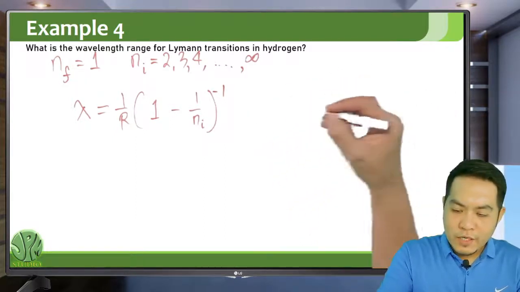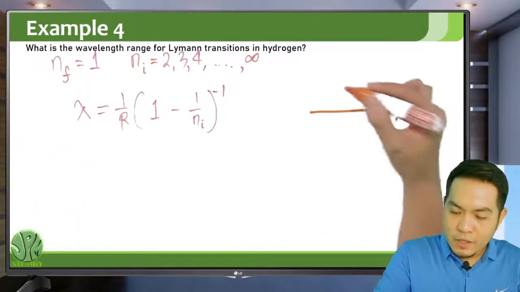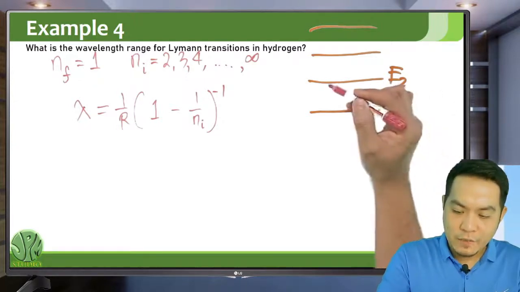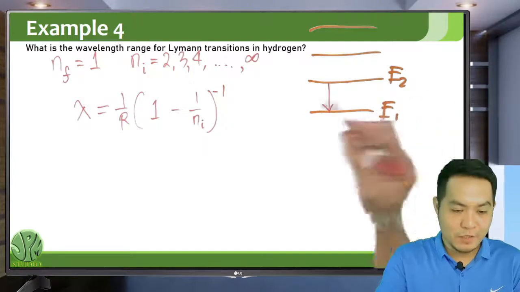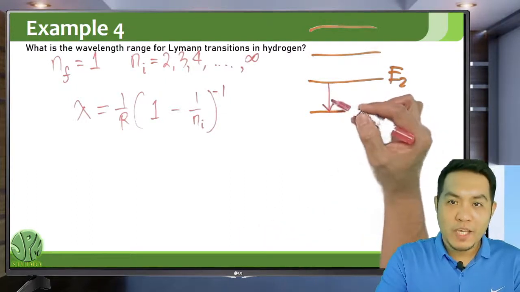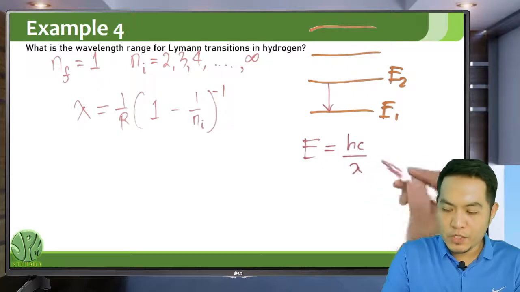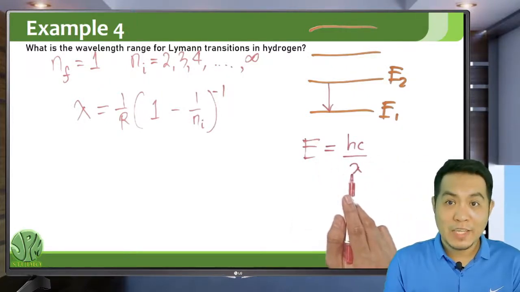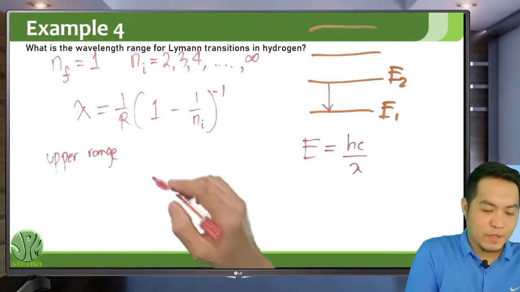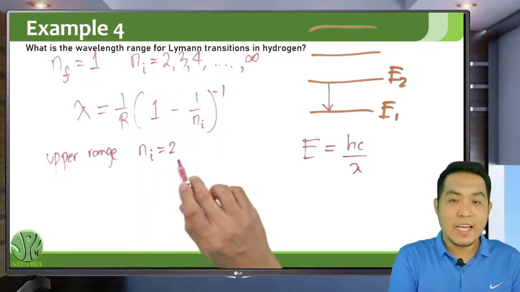If these are your energy levels, this is E1, this is E2, and so on. The lowest energy transition is from E2 to E1, and the highest energy transition is from infinity to E1. The lowest energy gives you the highest wavelength. Take note, the energy of an electromagnetic wave is inversely proportional to wavelength. So the upper range of the wavelength happens from an initial level ni equal to 2.